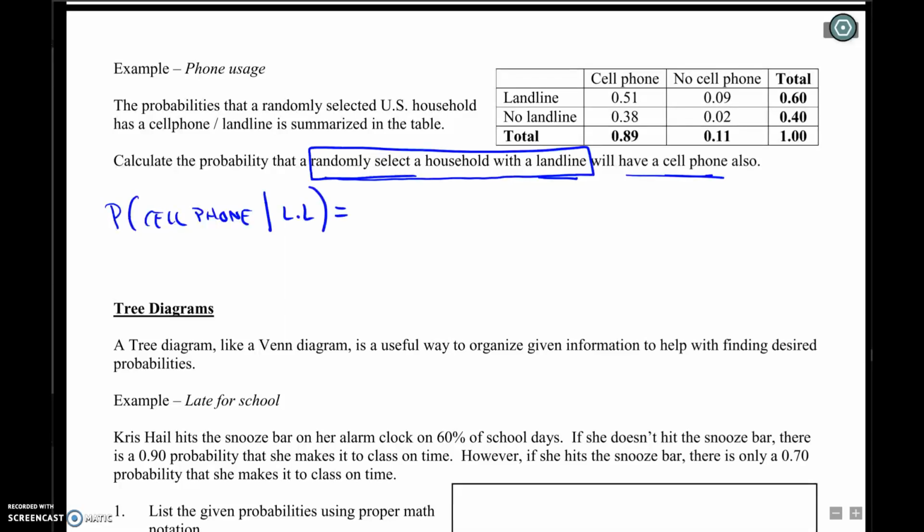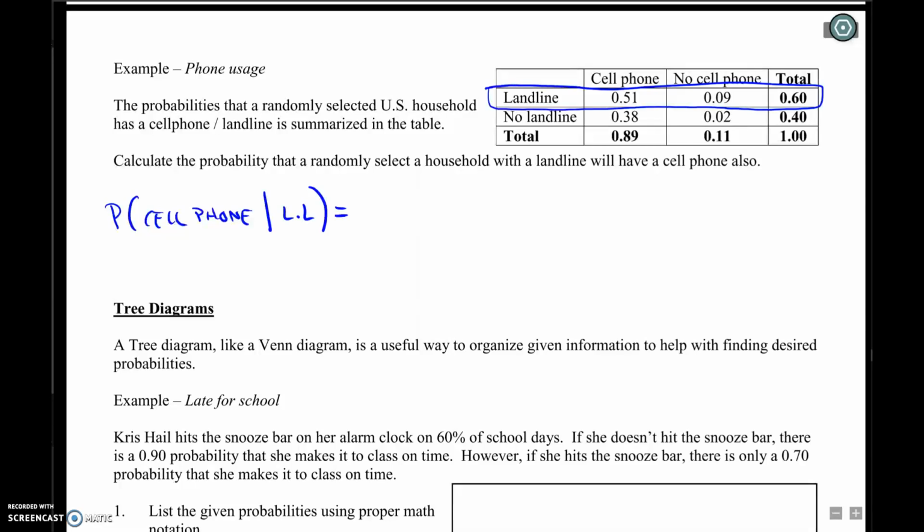You have to recognize that as a conditional probability. If you don't, I don't see any way that you're going to get this right. All right, so given you have a landline, this is one of those ones where we could just look at this cell here if we wanted to do it by our intuition, or we could fall back on the formula. I really don't care which way you do it. I'm just going to do this one intuitively.